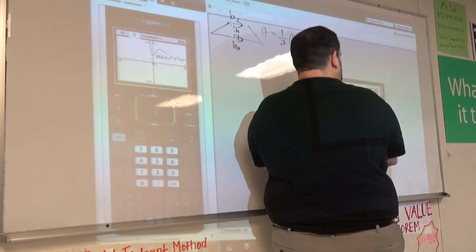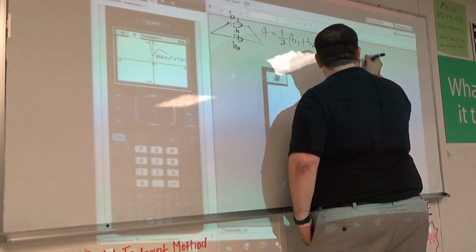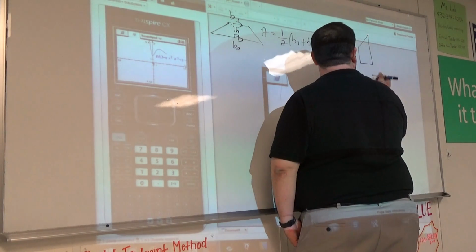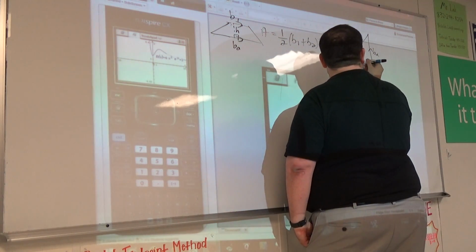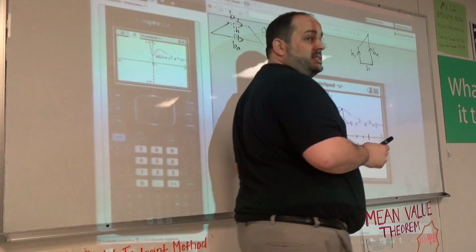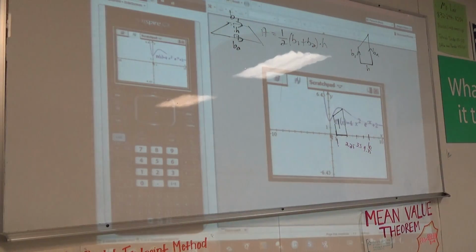Now your bases go this way. So there's a base and there's a base. And this guy here is the height. Your trapezoid's going this way. So let's set up the first trapezoid. It's going to be 1/2.